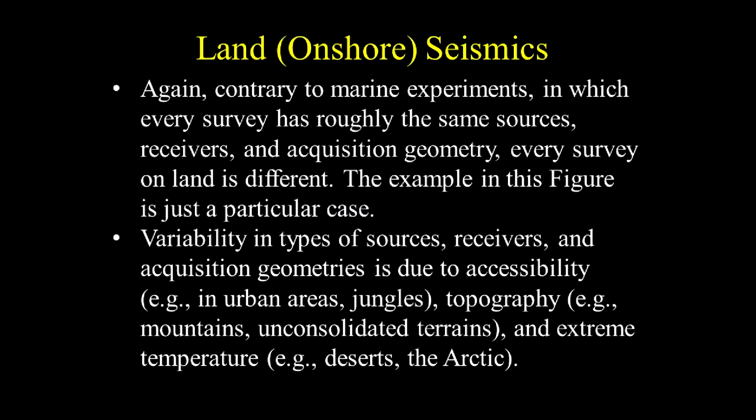Again, contrary to marine experiments in which every survey has roughly the same sources, receivers, and acquisition geometry, every survey on land is different. Variability in types of sources, receivers, and acquisition geometries is due to accessibility.